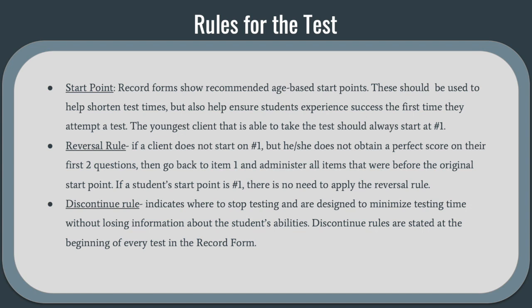The reversal rule. If a client does not start on number 1, and he or she does not obtain a perfect score on their first 2 questions, then go back to item 1 and administer all items that were before the original start point. If a student's start point is number 1, there is no need to apply the reversal rule. Discontinue rule. This indicates where to stop testing and is designed to minimize testing time without losing information about the student's abilities. Discontinue rules are stated at the beginning of every test in the record form.